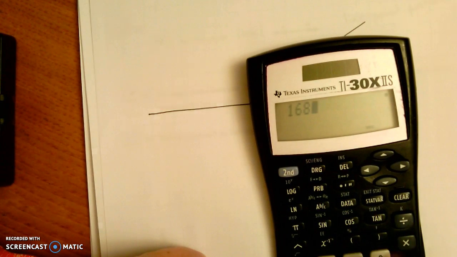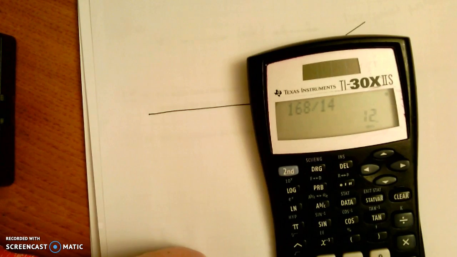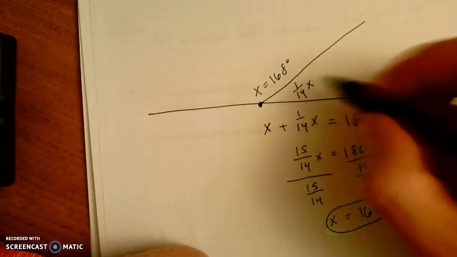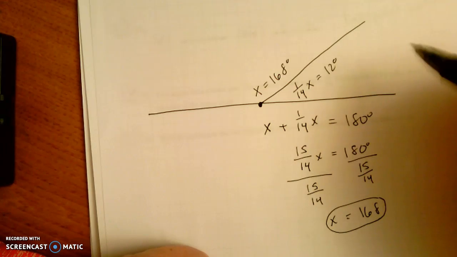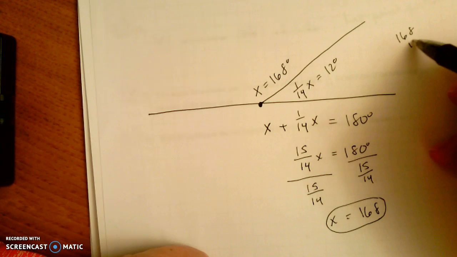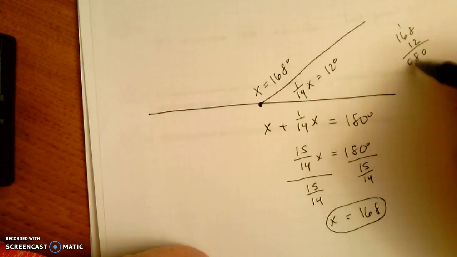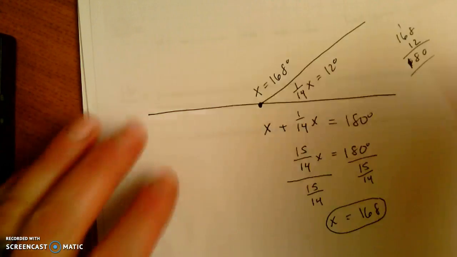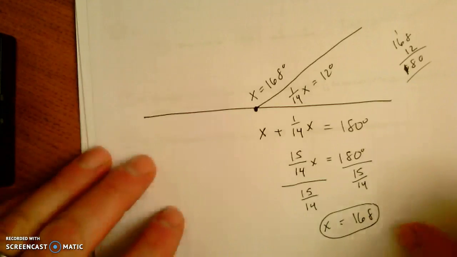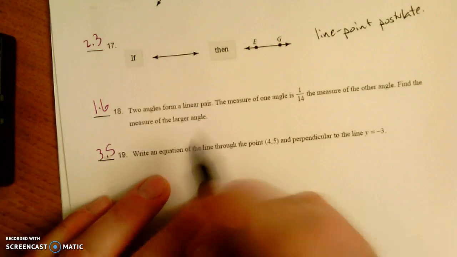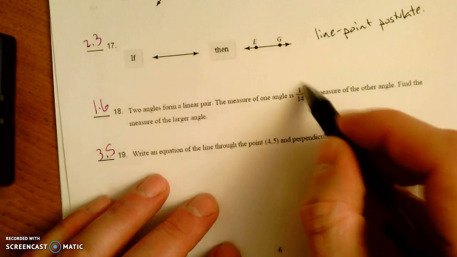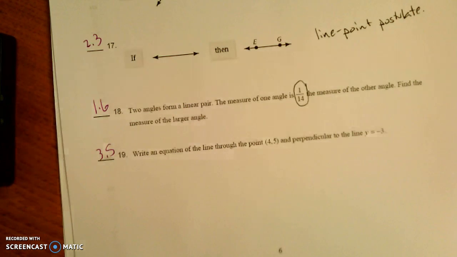Now let's check. What's 168 divided by 14? 168 divided by 14 is 12, which means that the big angle is 168 degrees and the small angle is 12 degrees, and in fact 168 and 12 add up to 180. So it works, right? So again, your setup's going to be a lot like this. Just remember, two angles form a linear pair, and the one angle will be X and the other will be something times X, and they add up to 180.